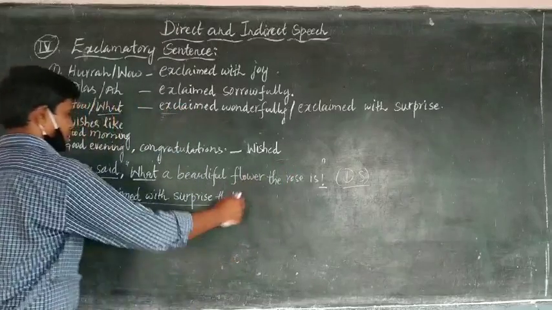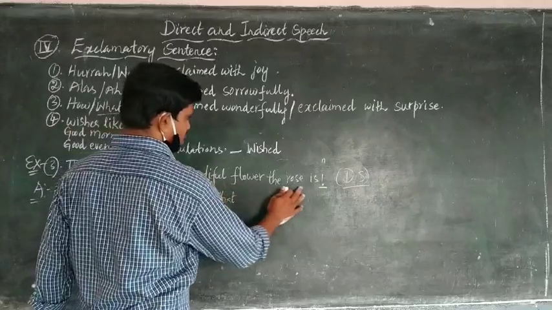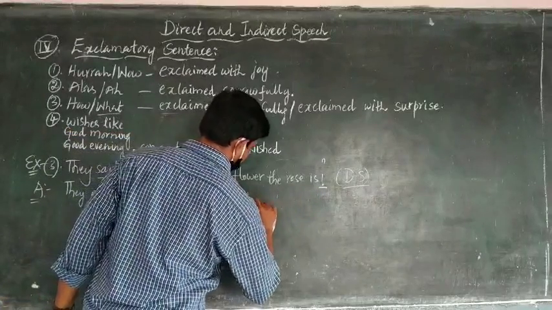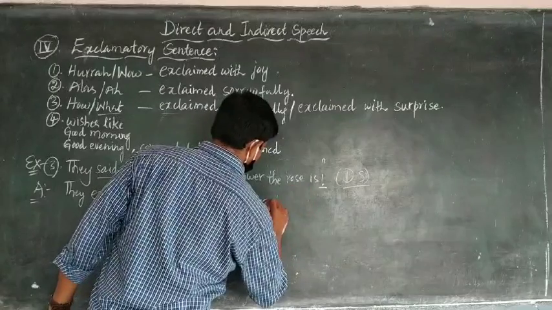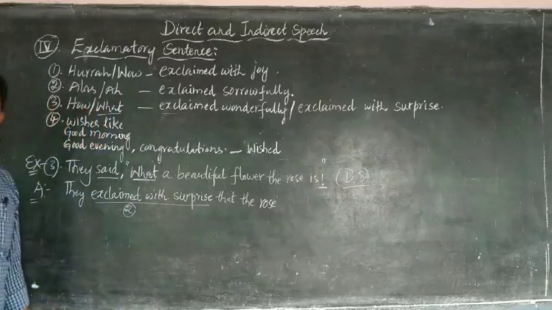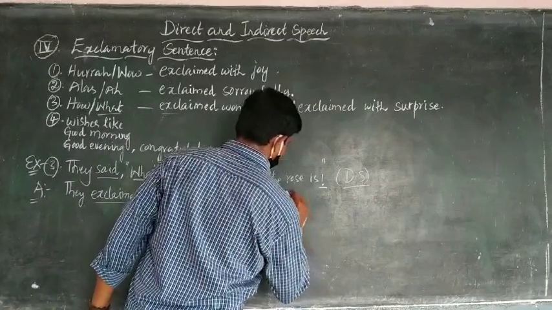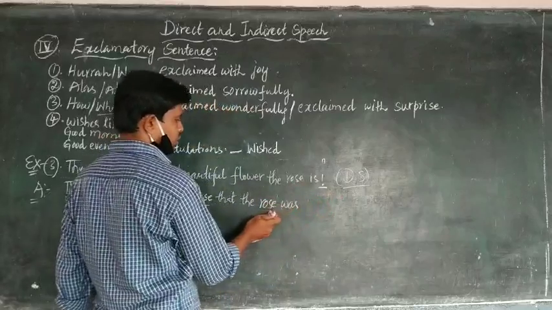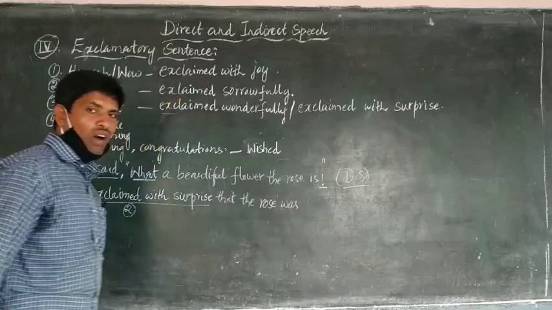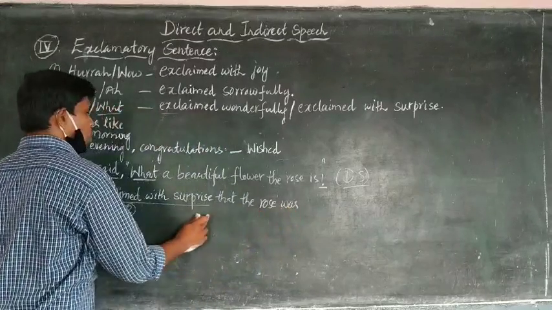So that means subject, verb, object. We have to write here: what a beautiful flower the rose is. So the rose is. So here this is the subject. The rose is there. That we have to change into the past tense. The rose was. If you see roses, plural, you have to write were. Okay. The rose was.